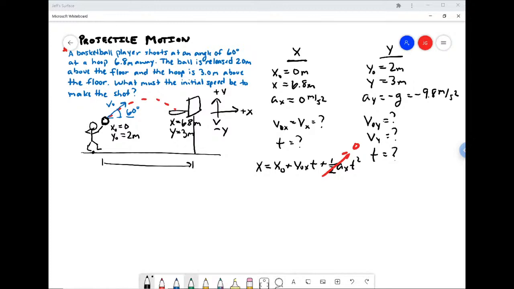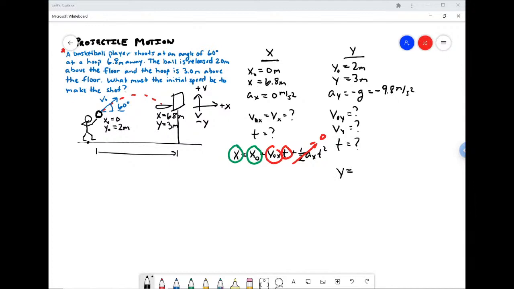So let's see, what do we know in this equation and what don't we know? Well, we know our final and initial positions, but we don't know these two factors, so we can't solve for this. So let's change over to the y dimension and see what we get over there.